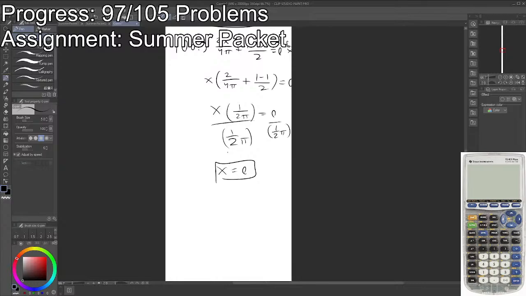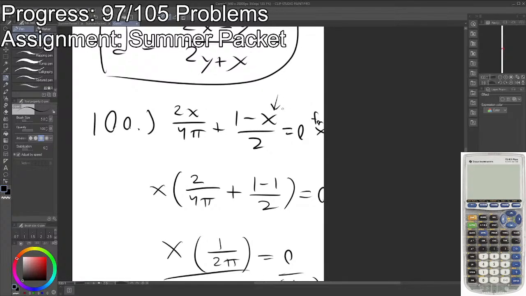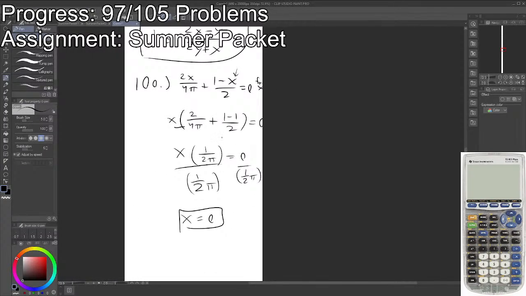Or wait. But if you plug in 0 here, then you get half equals 0. It'd have to be 1. But then you... What? Something's not right. How does that happen, man? You know, you can't factor out an x at the beginning. That's why.